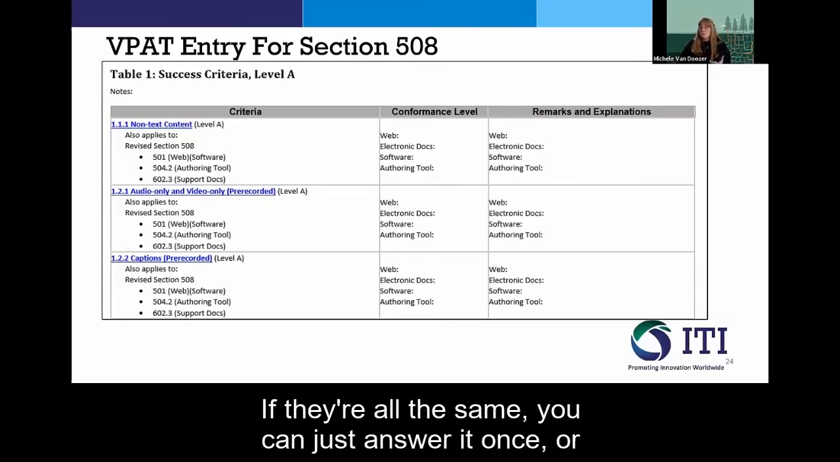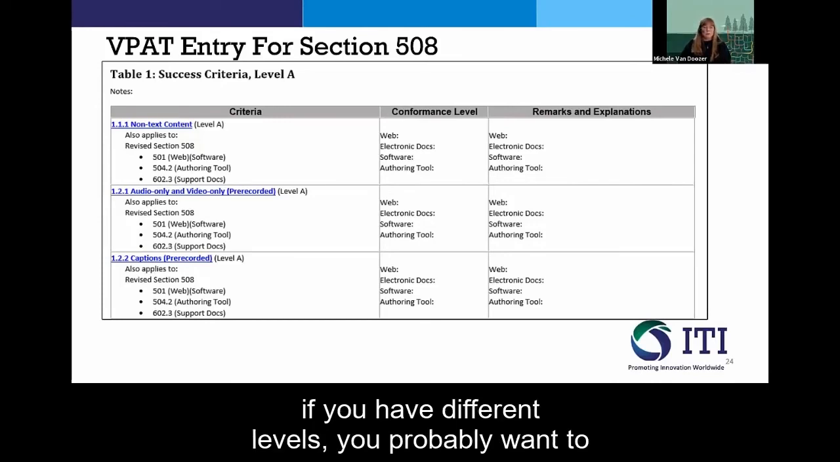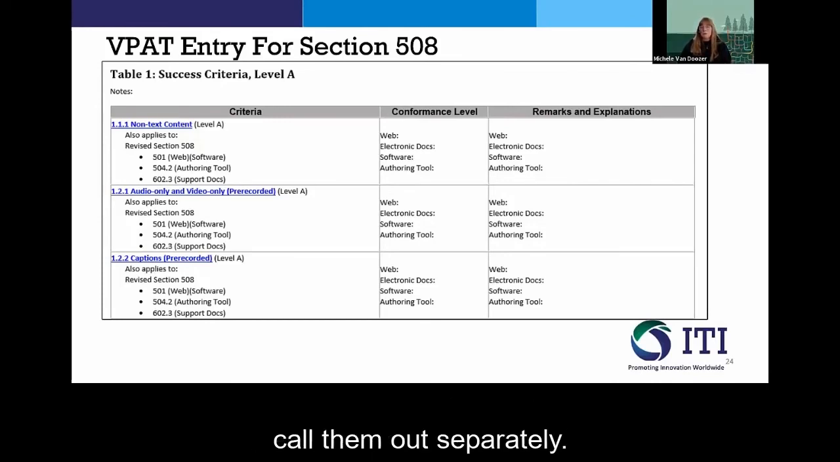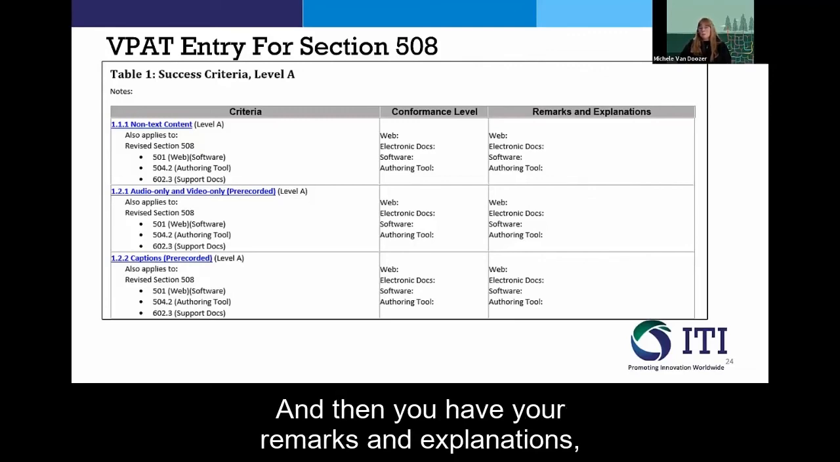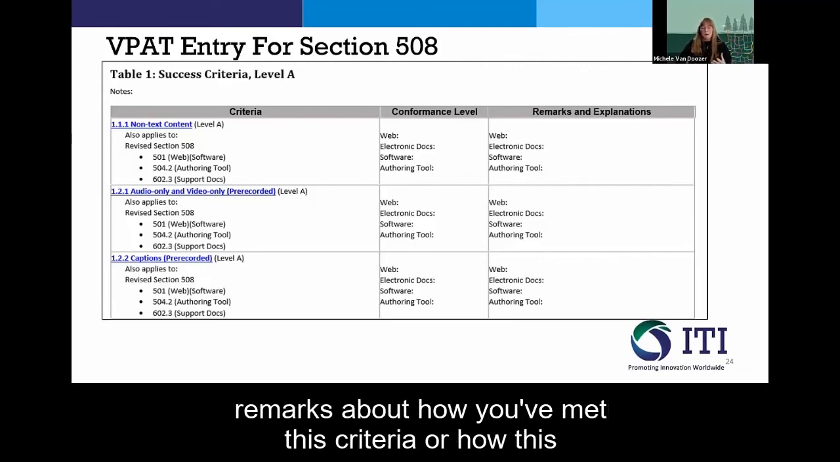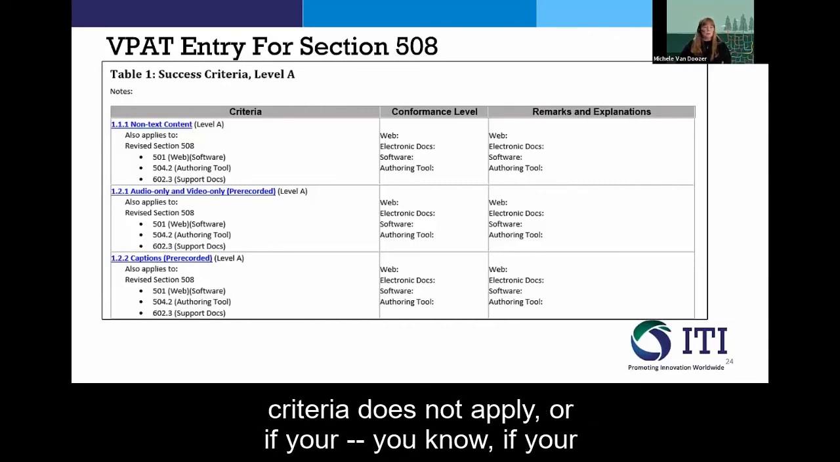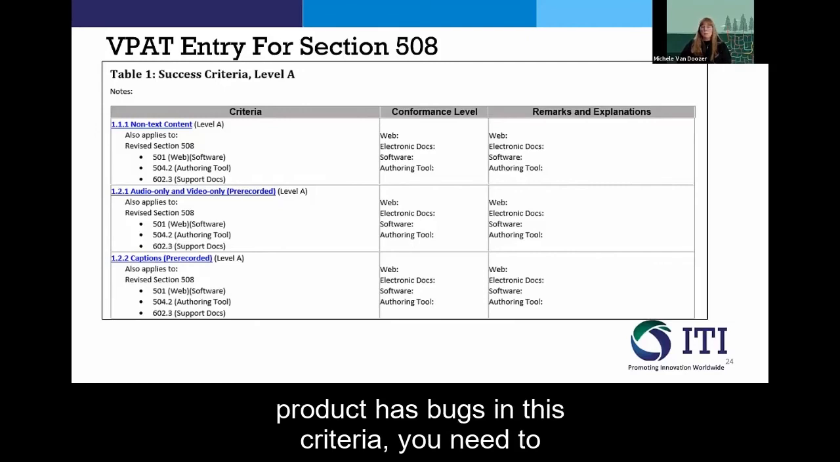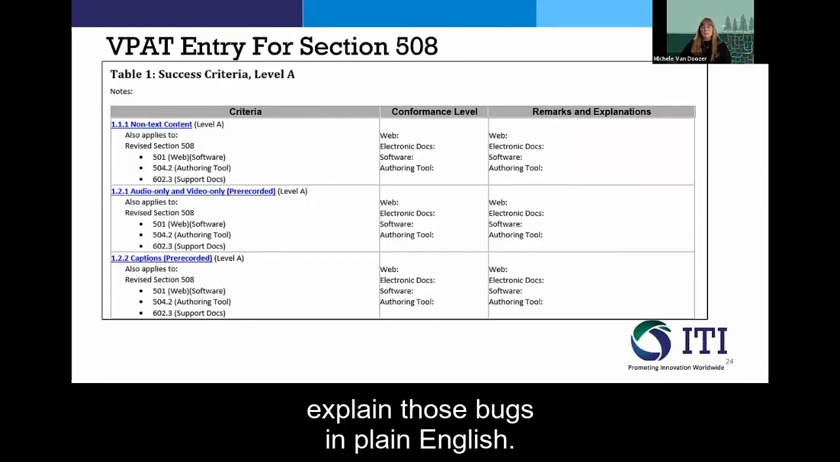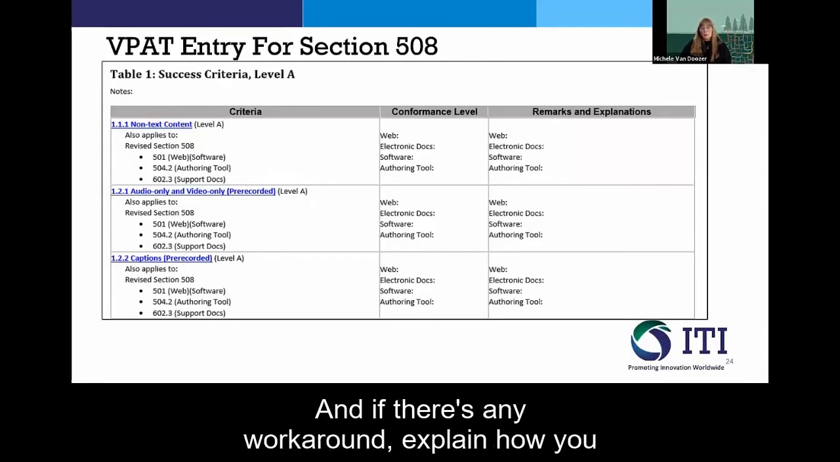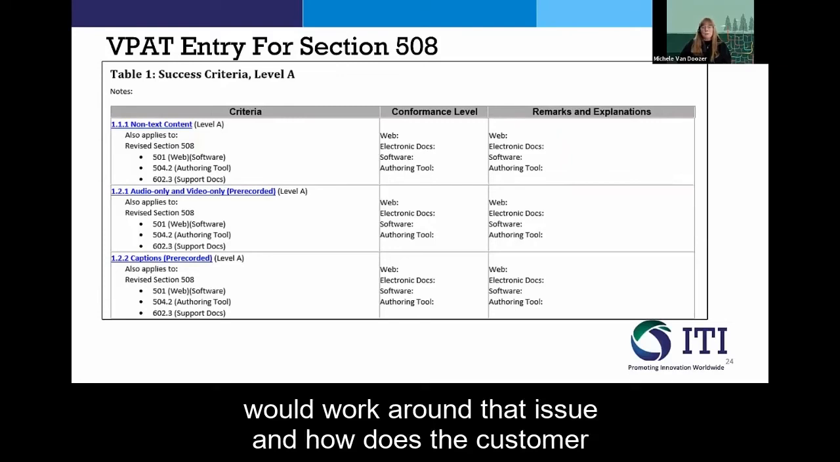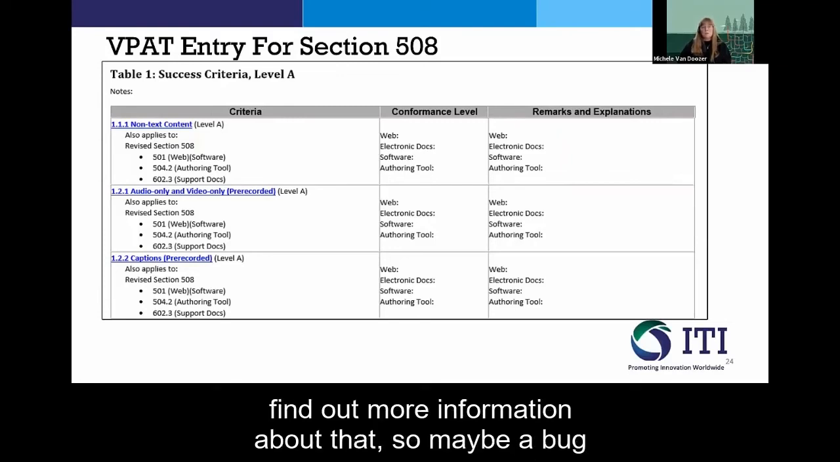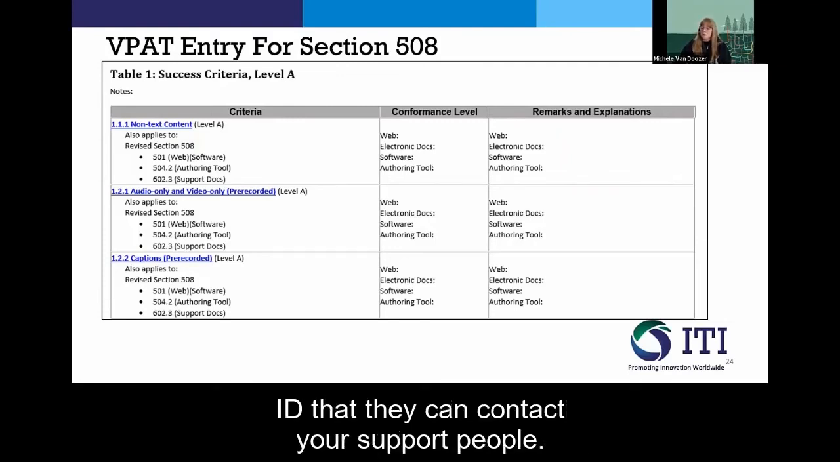So again, you fill out the conformance level. If they're all the same, you can just answer it once, or if you have different levels, you probably want to call them out separately. And then you have your remarks and explanations, remarks about how you've met this criteria or how this criteria does not apply, or if your product has bugs in this criteria, you need to explain those bugs in plain English, and if there's any workaround, explain how you would work around that issue, and how the customer finds out more information about that. So maybe a bug ID that they can contact your support people about.